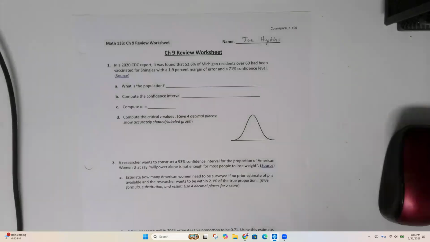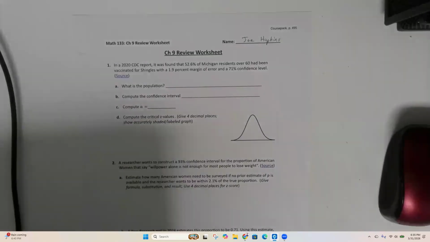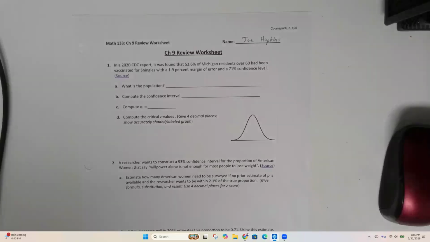Now, just like all of our worksheets, we're going to give you some hints and then we'll stop and we'll go back through.